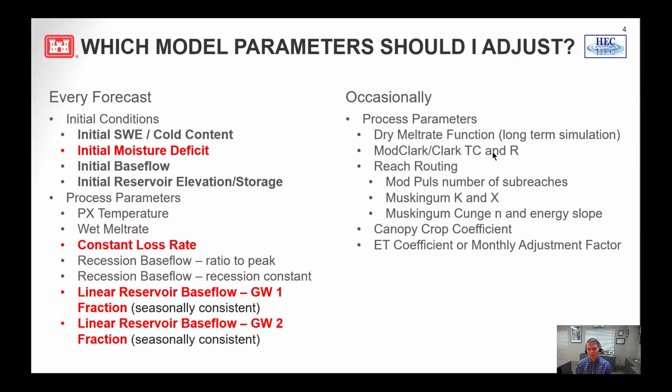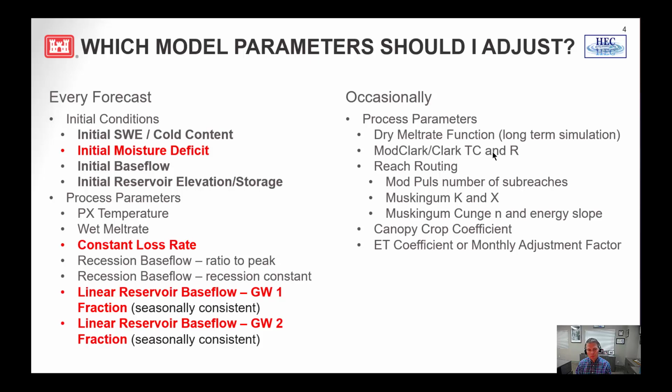Reach routing. Typically, I don't adjust the number of sub-reaches for Modified Puls. That has just minimal impacts on the results. If you do adjust Muskingum K and X, those can be very impactful. But again, you're going to get a feel for those values as you get an idea for how the reaches respond under different conditions. If you have high flows, you would expect different K values, different lag values versus low flow K values. And then if you really need to, you can adjust your Muskingum-Cunge Manning's N value, and the energy slope.